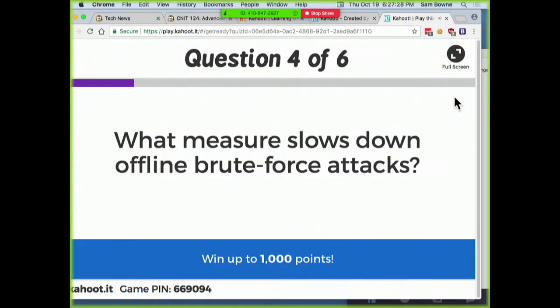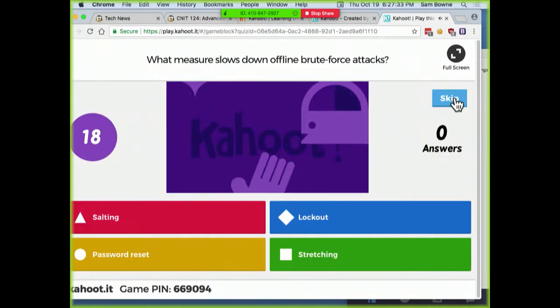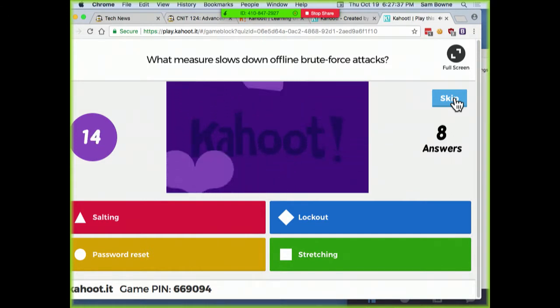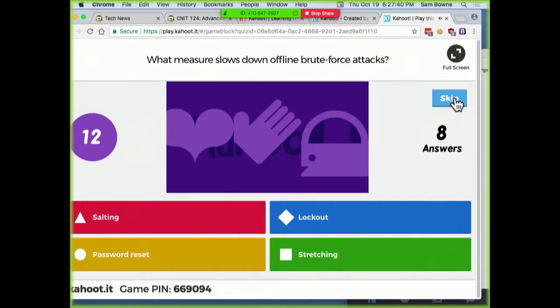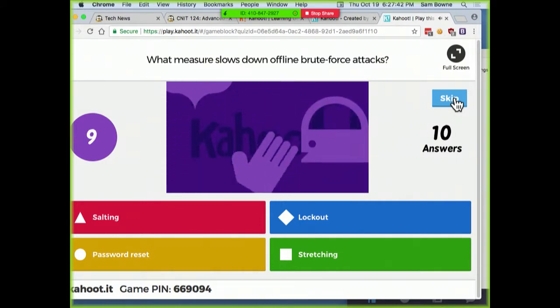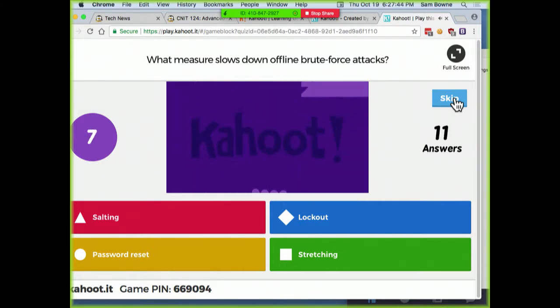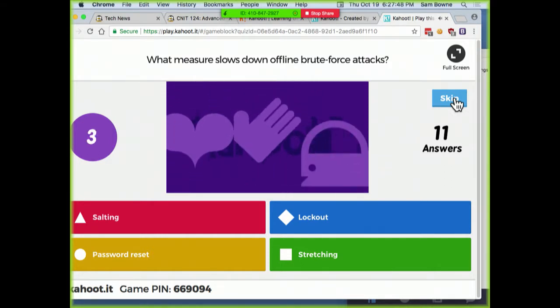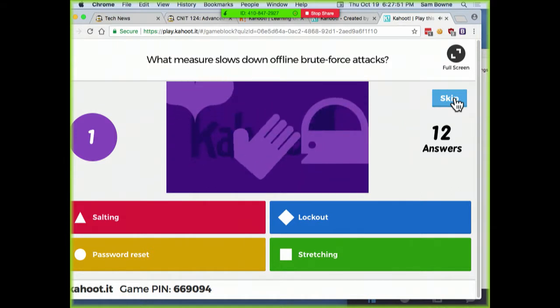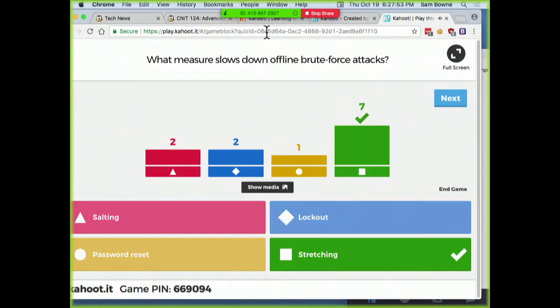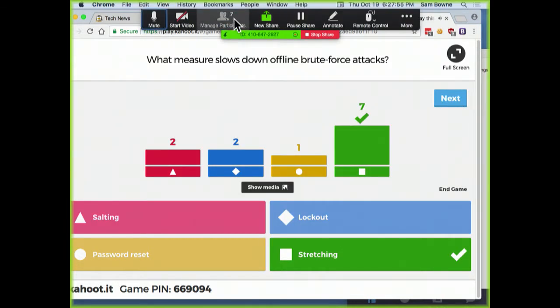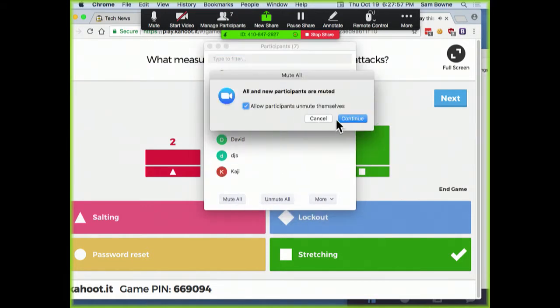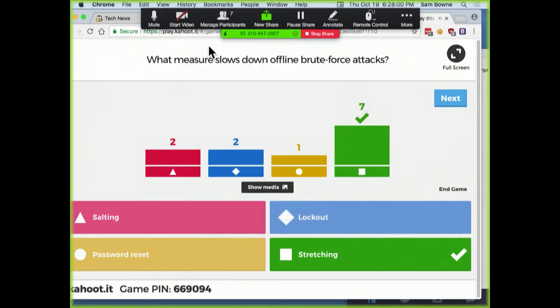All right, how do you slow down an offline brute force attack? That's stretching. Doing many repetitions of the password. I'll just mute these because they're distorting up the beautiful Kahoot music.